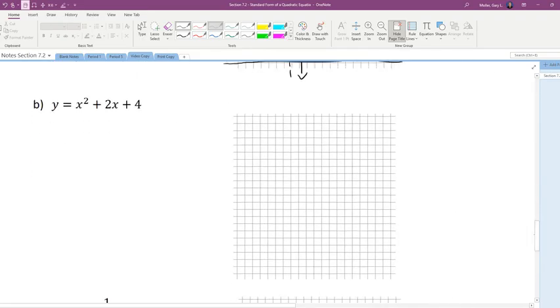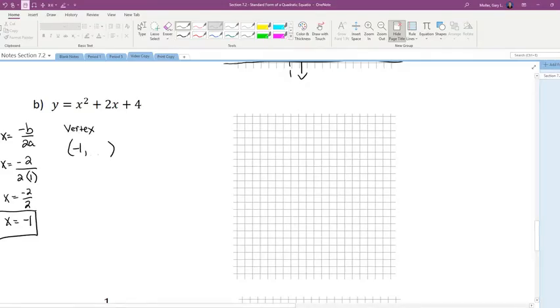All right. So y equals x squared plus 2x plus 4. I need to find my vertex, which is going to be at negative b over 2a. So x equals negative 2 over 2 times 1. Our a value is 1. X equals negative 2 over 2. X equals negative 1. So my vertex is at negative 1 comma something.